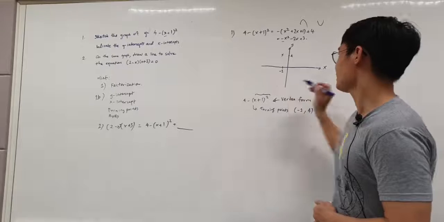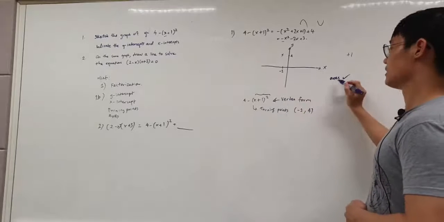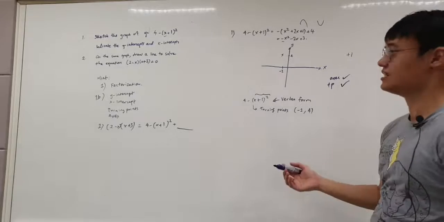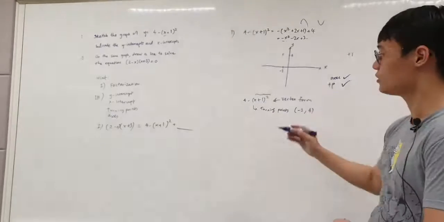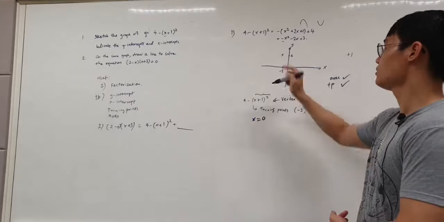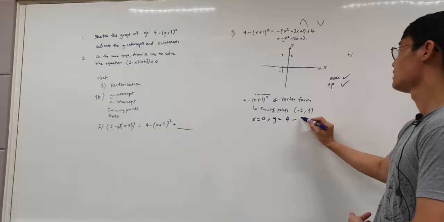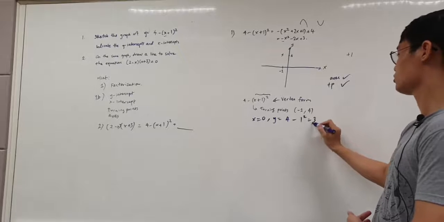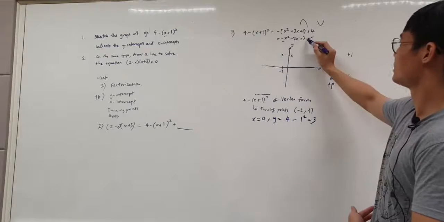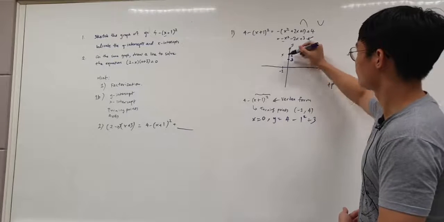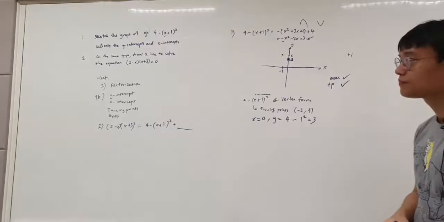Now we've got our axes and we've got the turning point. Now let's talk about the y-intercept. The y-intercept is easy to find, just sub x equals 0. So when x equals 0, y equals 4 minus 1 squared, which equals 3. Or you can just look at this term, the y-intercept is 3. So this is the y-intercept. So we just mark this point first.